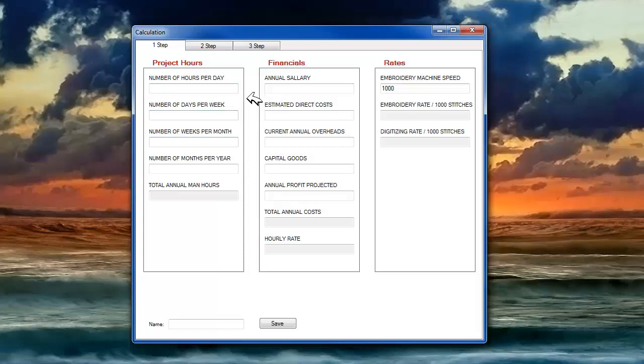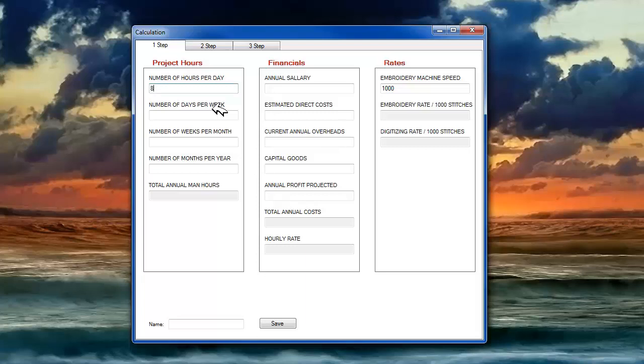So we're going to start off with questions. Ask the questions, we answer them. Number of hours per day that we are going to work for the specific rate, or for the specific type of work that we're going to do. So the number of hours per day. And let's say we're going to work 8 hours a day.